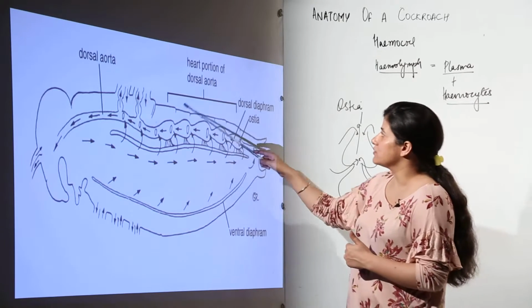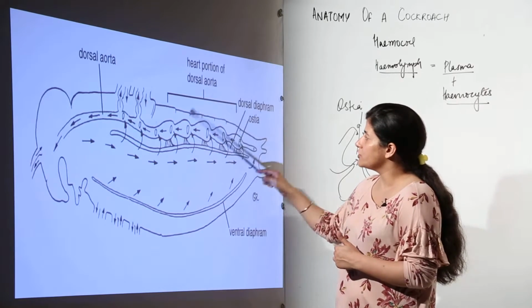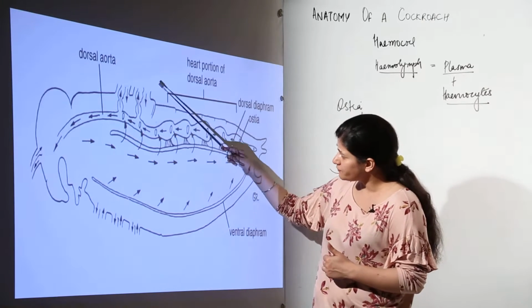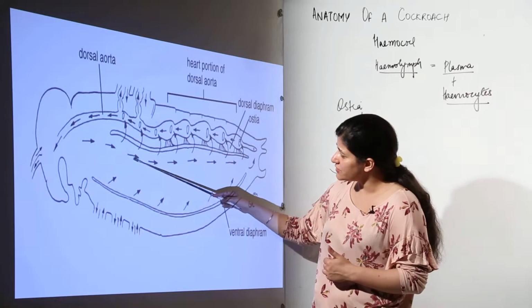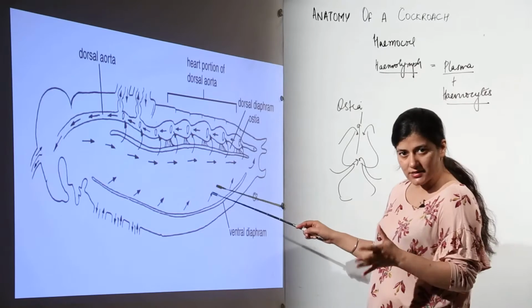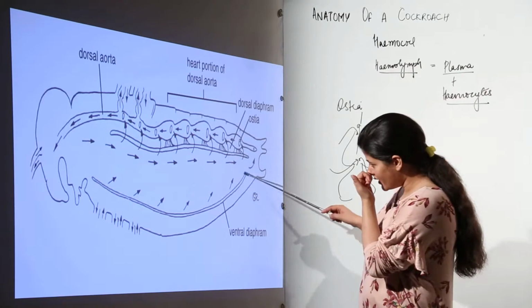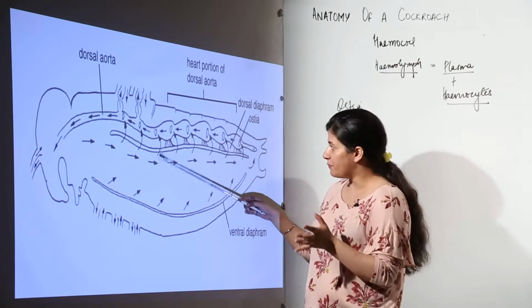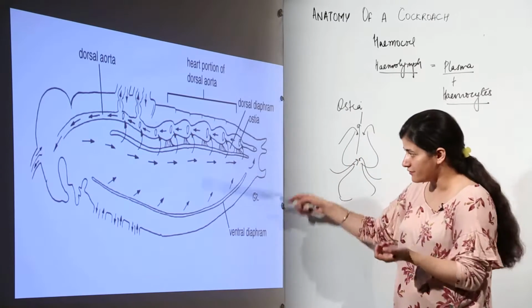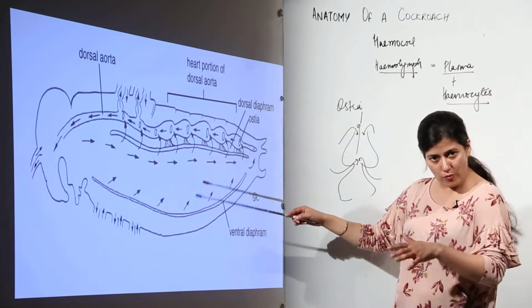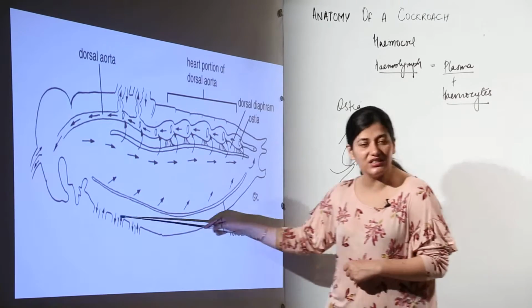Now you see this is the dorsal diaphragm. The heart portion of the dorsal aorta has been represented this way. This shows that the ostia is receiving the hemolymph from the sinuses. Now how are the sinuses formed? There is a ventral diaphragm and there is a dorsal diaphragm. The dorsal diaphragm separates the heart from the rest of the body, that is the visceral part. The ventral diaphragm forms the ventral part, and over here we have the nervous system.